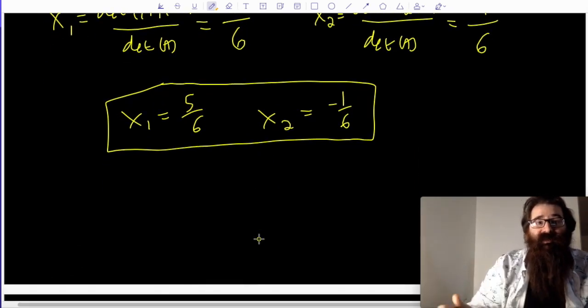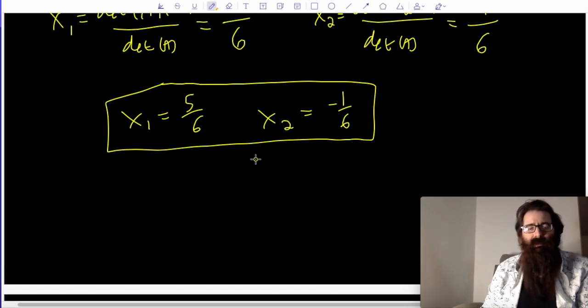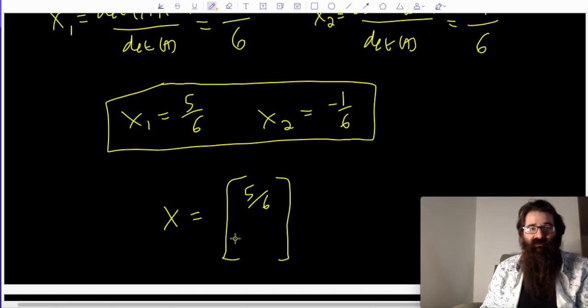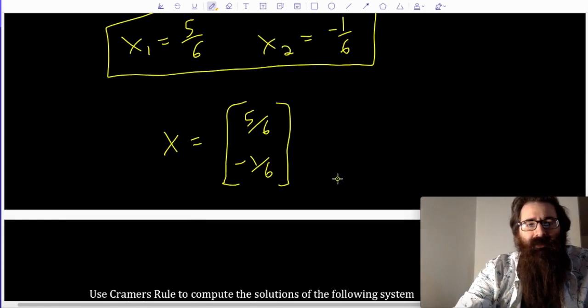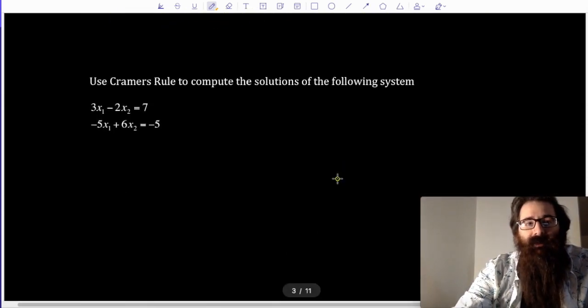Or if I want to write this as a vector, I think it's fine just to write out the separate pieces of the answer, but if you want to see it as a vector, you could say vector x is this vector with entries x1 and x2 in order, 5/6, negative 1/6. And that's it. Hey, that's Cramer's rule. Very cool, very interesting. Let's see another example of a 2x2 system.